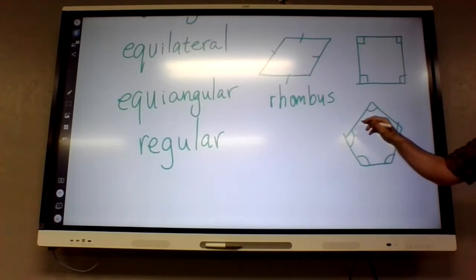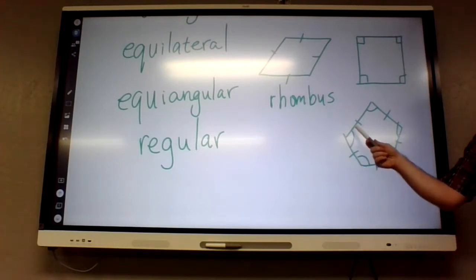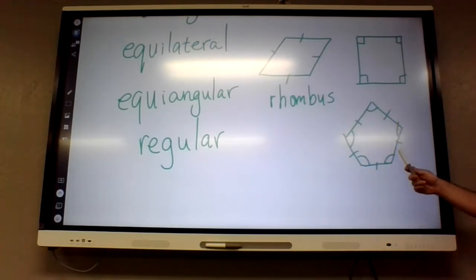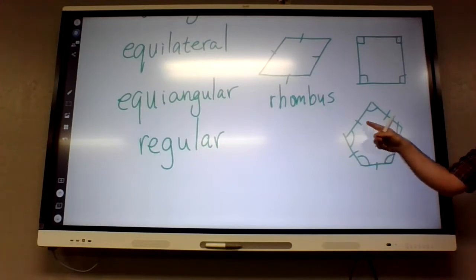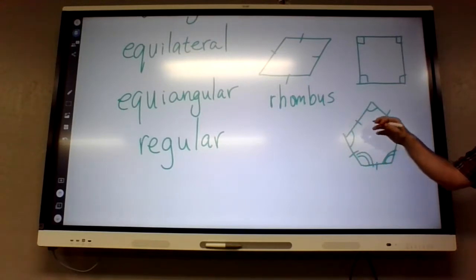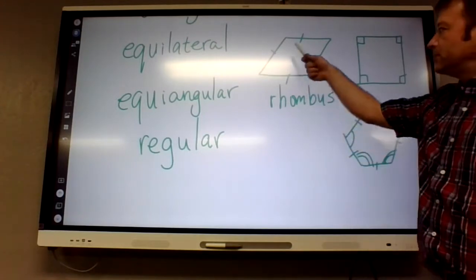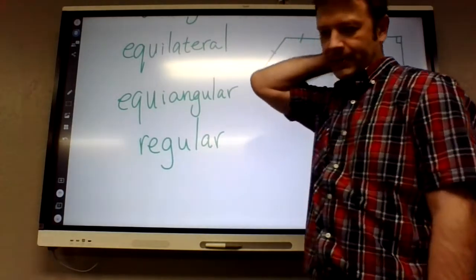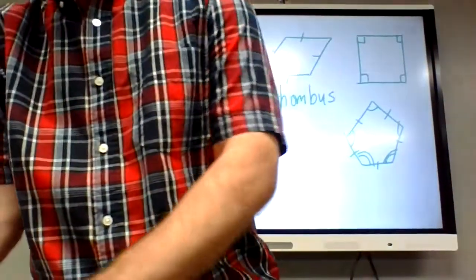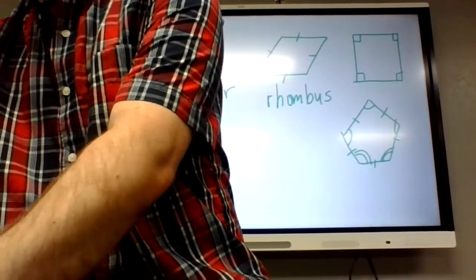If it was regular, all the sides would be the same length. By the way, when I put a little arc in the corner, like a single arc, that means they're all the same. If you put two arcs, that means these two are the same. If I put a little dash, that means the sides are the same. Regular, okay. So much info. We're getting there though, we're getting close.